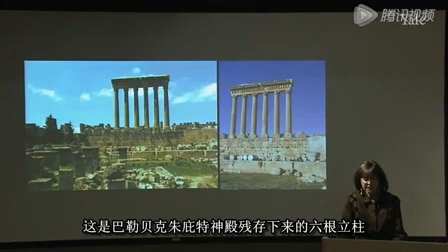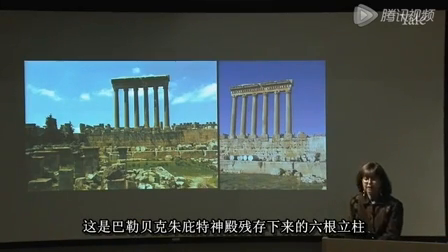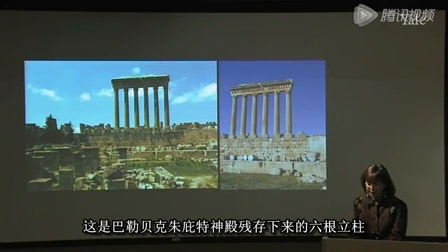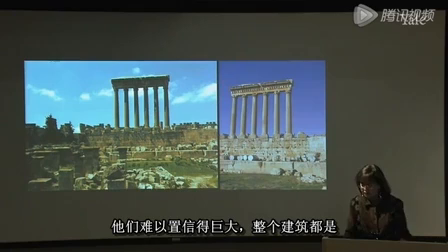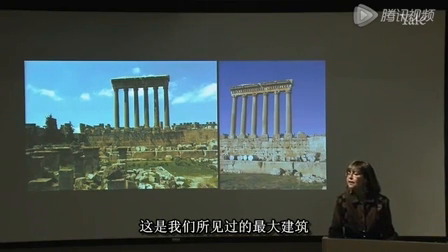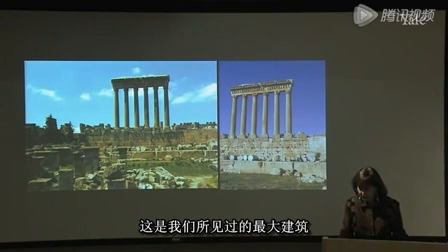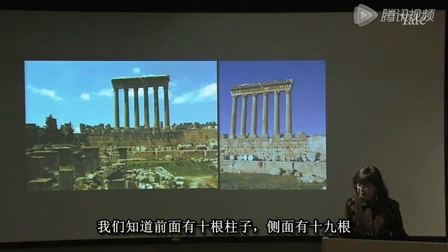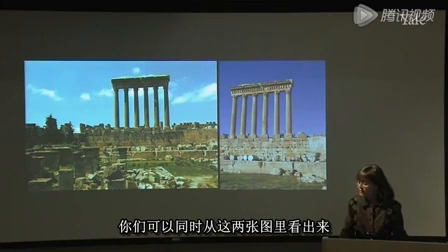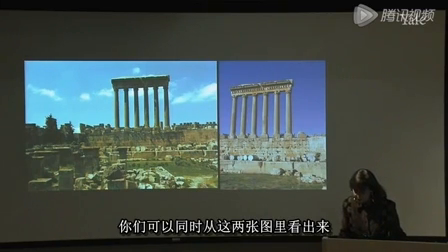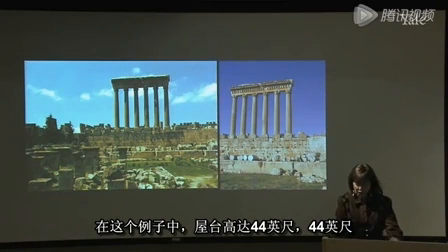These are the 6 columns that are preserved of the Temple of Jupiter at Baalbek. The whole structure is incredibly large. This is the biggest building we've seen thus far. We know there were 10 columns in the front, 19 on the sides. They're again made out of honey-colored local limestone, I think, as you can see so well in both of these views. In this case, the podium was 44 feet tall.